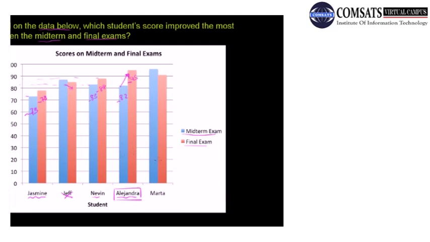And then finally Marta, right over here, it looks like she actually got worse from the midterm to the final. She scored in the mid-90s in the midterm and then low 90s in the final. So she's definitely not the most improved. So the winner here is Alejandra. Alejandra is the most improved between the midterm and the final exam.